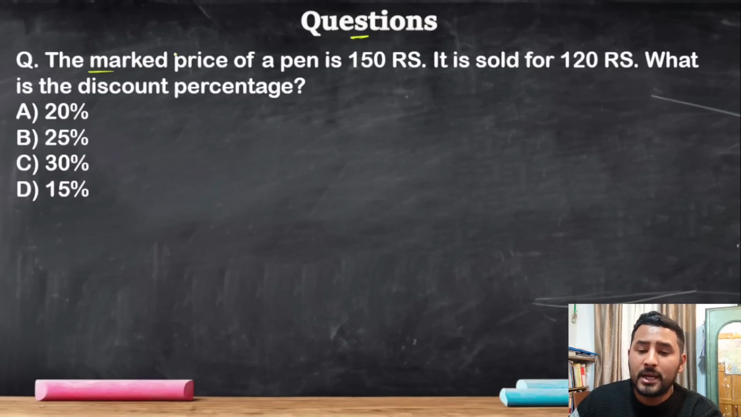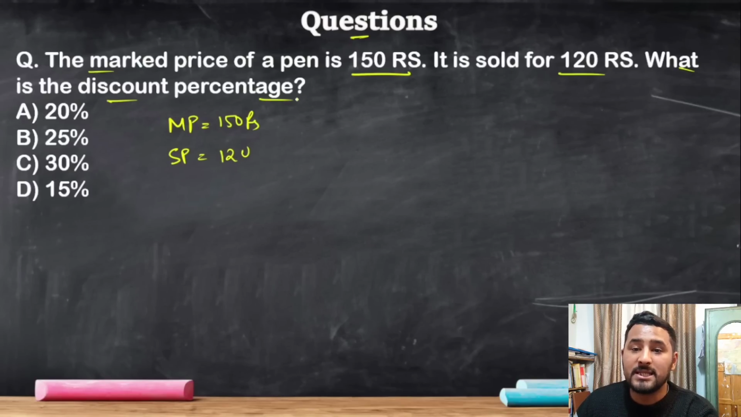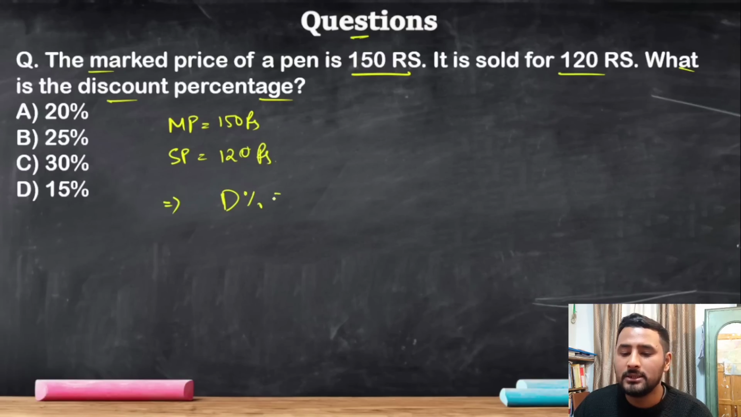Questions. The mark price of a pen is 150 rupees. So first thing you should do, write the given thing, 150 rupees. It is sold for 120 rupees. So SP is how much? 120. What is the discount percentage? So let us do our SP, 120 rupees. Like I said, discount percent, use the formula.